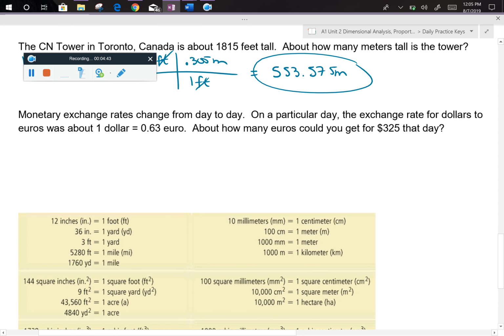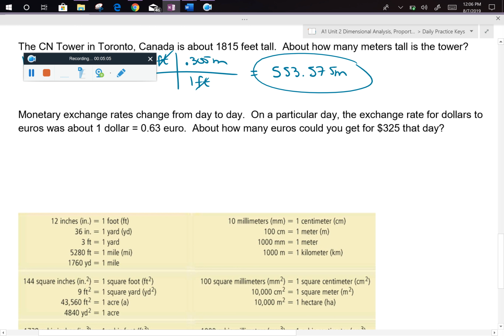The next problem deals with a monetary exchange rate. So this isn't one that we would probably look up. This is one that we're just going to use what's given to us in the problem. Monetary exchange rates change from day to day. On a particular day, the exchange rate for dollars to euros was about $1 equals 0.63 euros. About how many euros could you get for $325 that day?